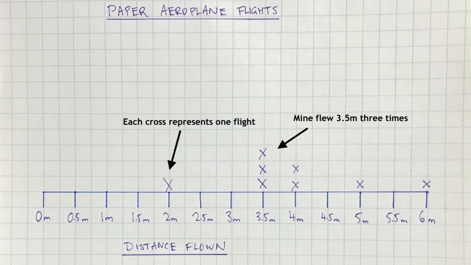You now need to add your data to this graph. As shown on my example, each cross represents a different flight. You mark a cross right on the line of the mark for each distance flown. If it flew the same distance more than once, you mark that above the previous cross. For instance, my plane flew 3.5 metres 3 times, that's why there's 3 crosses above 3.5 metres, and it flew 4 metres twice, which is why there are 2 marks above 4 metres.